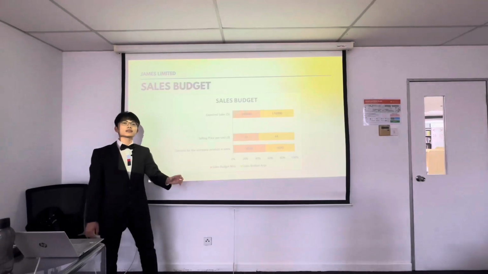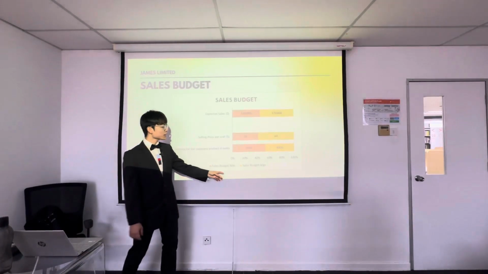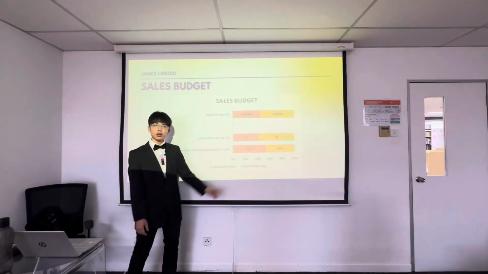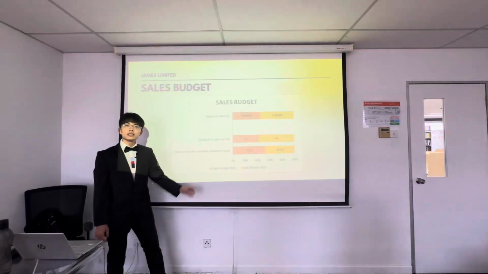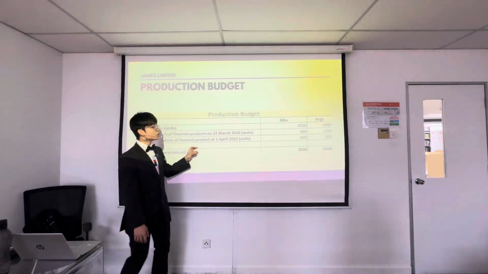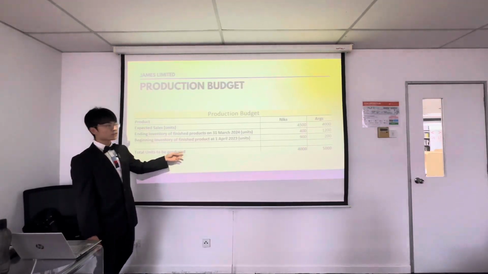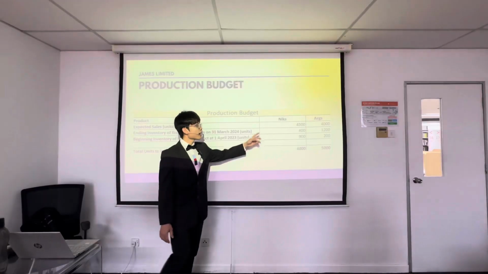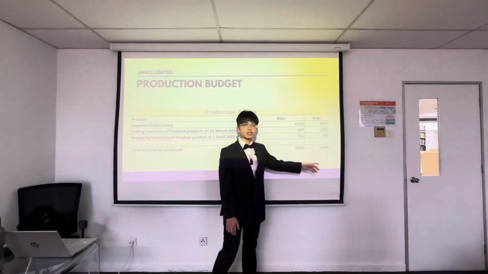Something to take note of is the selling price per unit, where we can see the selling price for NICs is $32 and the selling price for ARCs is about $44. This is something we should take note of. And the production units, which we can see the total units to be produced for NICs is about 4,000 and the total for ARCs will be about 5,000.